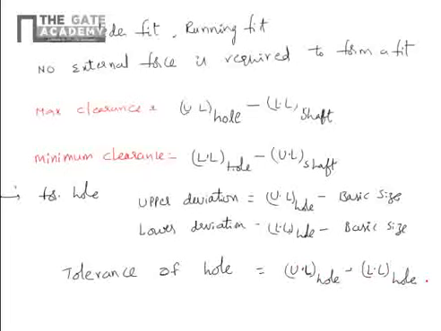It's about tolerance. We will solve one GATE question which they asked about the maximum clearance and minimum clearance. Then the concept will be clear for you. So GATE 2007, 2 marks question, question number 4, ME, 2007, 2 marks question.